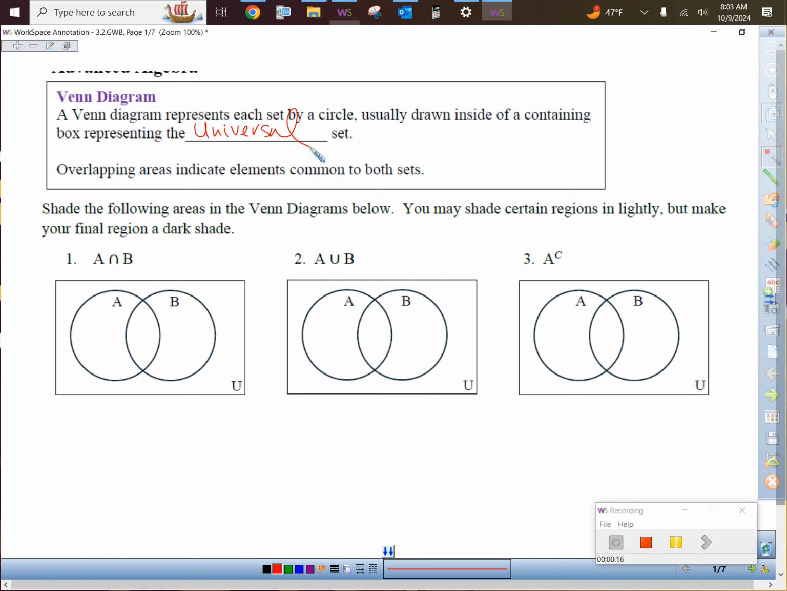So they ask us to just shade in the following. Some of them are pretty simple. Some of them are a little complicated. So sometimes we might have to shade something in lightly just to see what's going on, and then we'll make our final region dark shade.